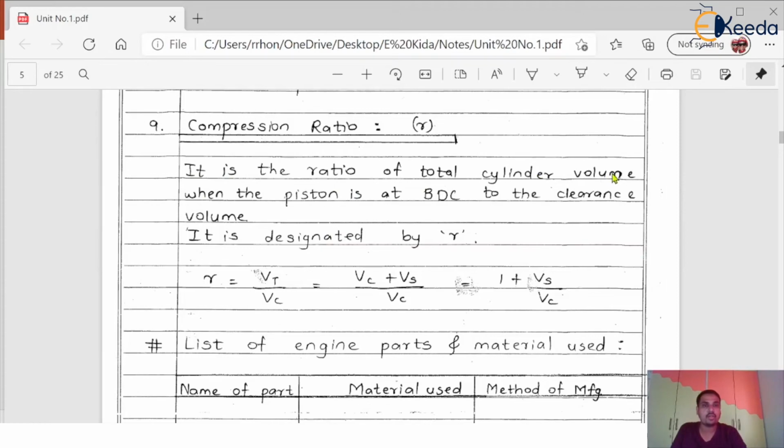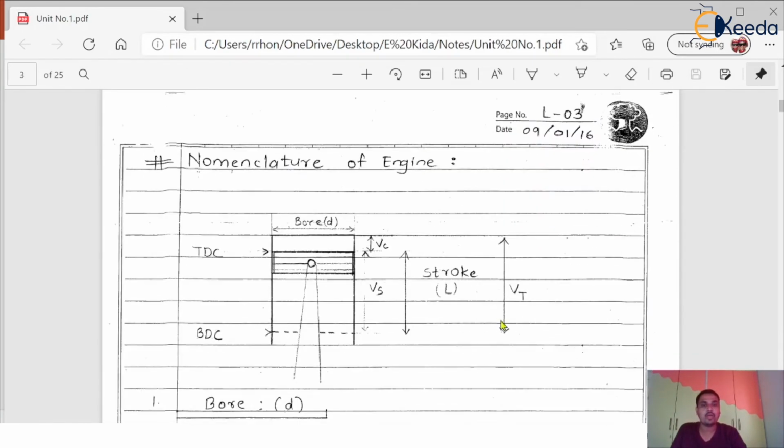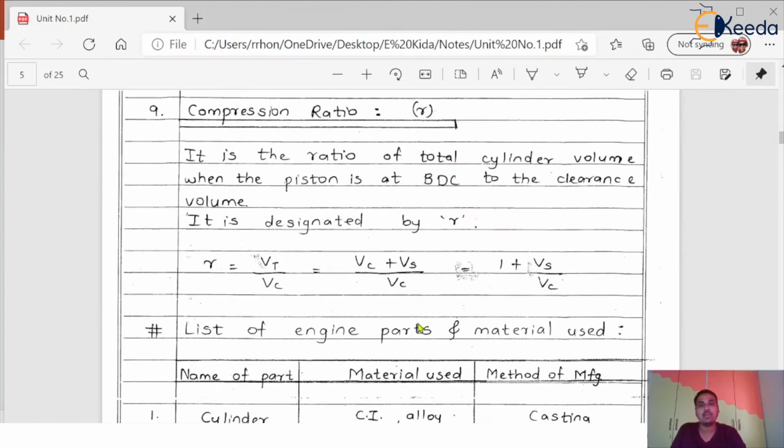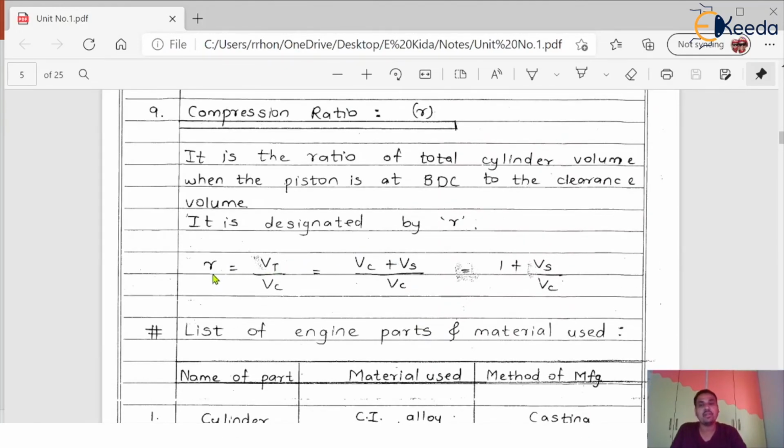It is the ratio of total cylinder volume. What is total cylinder volume? V suffix T, which I have written here in the equation part. V suffix T is the total volume of the cylinder when the piston is at BDC, to the clearance volume. What is the clearance volume? Vc. Now look at the diagram again. The total volume is Vt and the clearance volume is Vc. Can I write Vc plus Vs instead of Vt? Yes, of course we can. So the compression ratio, designated by small r, is equal to the total volume of the cylinder divided by the clearance volume, which is Vt, meaning Vc plus Vs, divided by Vc. Here Vc is the clearance volume and Vs is the swept volume. Now Vc and Vc cancel, and what remains is 1 plus Vs by Vc.